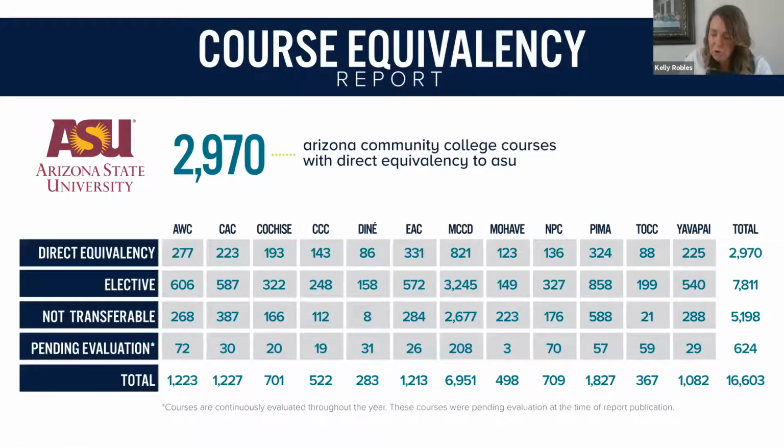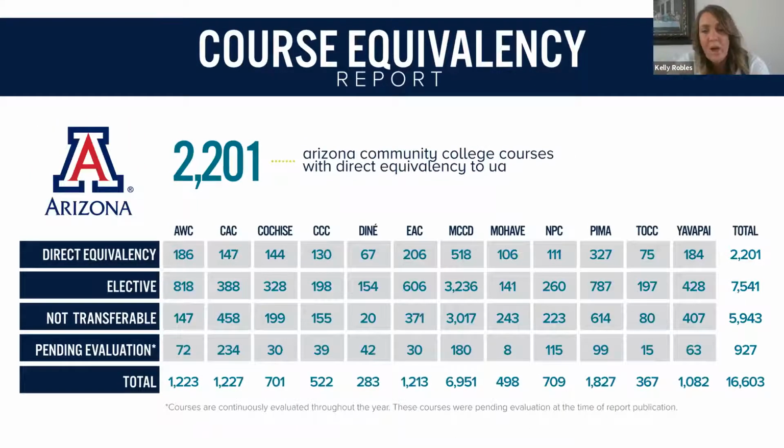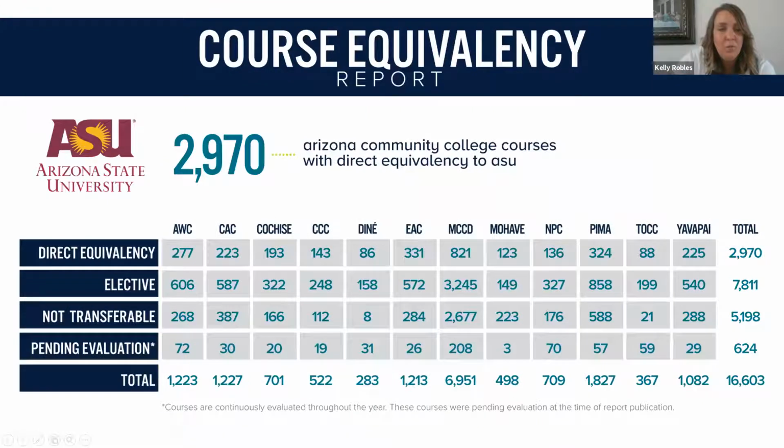This course equivalency report, again, is global. This is not specific to communication courses specifically, but this shows you at a glance, we have ASU, NAU, and U of A. This breaks down the total 16,000 courses evaluated, and it shows you, when we were talking about those 4 equivalency types, is it a direct equivalency? Is it an elective? Is it non-transferable? Or at the time that we ran this report, was it pending evaluation? I like to point out to people that the goal is not 100% direct equivalency. So we shouldn't be looking at this and wondering, why aren't all of these courses direct equivalency?